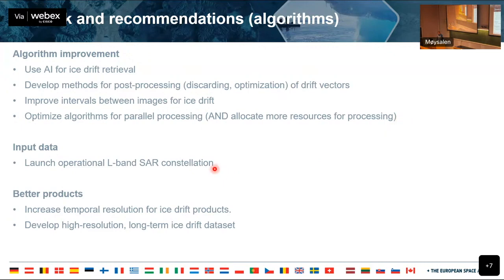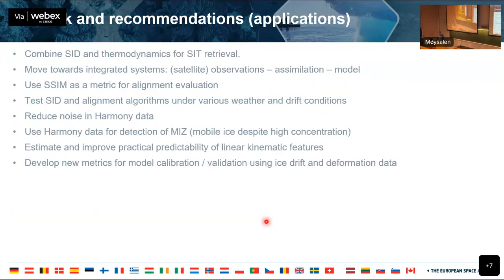For input data, the recommendation is to launch an operational L-band SAR constellation to complement the C-band SAR constellation. And there should be better products, like with a higher temporal resolution. And there is a recommendation to develop a high resolution and long time ice drift dataset, Lagrangian ice drift dataset. And also outlook and recommendations for the applications of ice drift. One potential application can be to derive sea ice thickness by combining sea ice drift and thermodynamics.